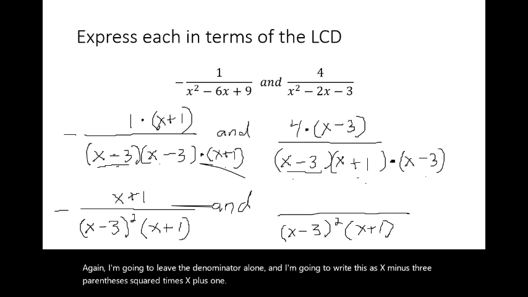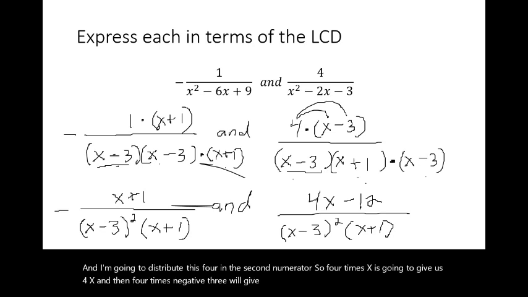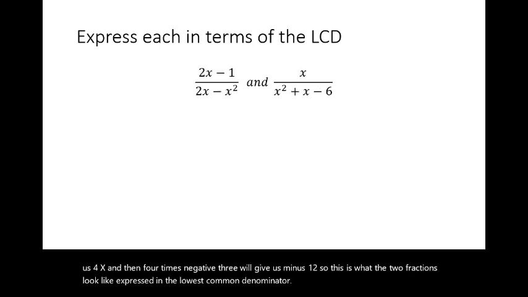And I'm going to distribute this 4 in the second numerator. So 4 times x is going to give us 4x. And then 4 times negative 3 will give us minus 12. So this is what the two fractions look like expressed in the lowest common denominator.